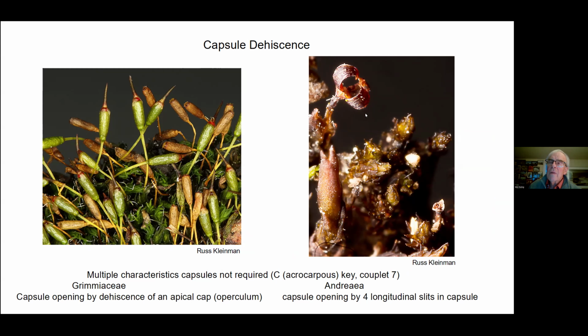I'm not sure, somebody can maybe speak to this, but I think Andreaea is the only genus that I know where the capsule opens up this way. It opens up into four longitudinal slits, and that shape is described as being like a Chinese lantern, which is kind of cool.